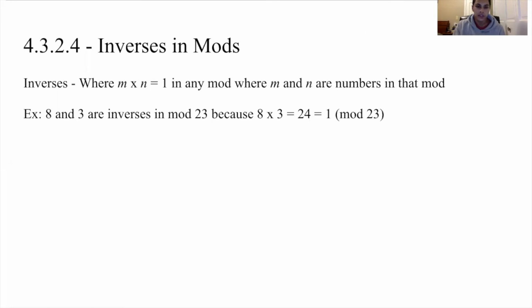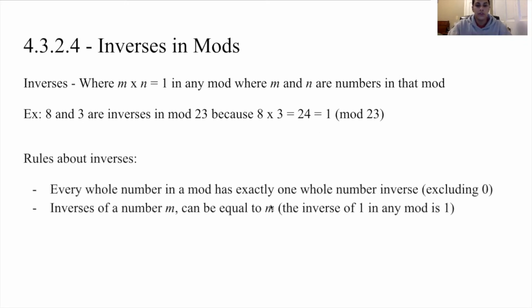All right, and finally, the last subtopic about mods that we have to talk about is inverses in mods. So in a mod, an inverse is where two numbers m times n equals 1, where m and n are numbers in that mod. So that was kind of like the algebraic explanation, but to give an actual example, 8 and 3 would be inverses in mod 23, because when you multiply them, 8 times 3 is 24, that simplifies to 1 in mod 23. So that's the general rule. If two numbers multiply and then simplify to 1 in whatever mod you have them in, then those two numbers are what we call inverses.